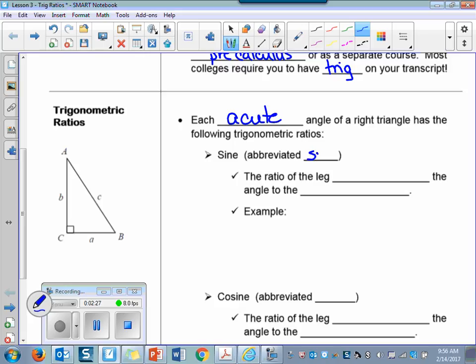Sine, which is abbreviated SIN. We do not say sin. Sin is a moral concept, a religious concept. It is not a mathematical idea. Even with the abbreviation, we read it out as sine. Okay? It is the ratio of the leg opposite to the angle to the hypotenuse.